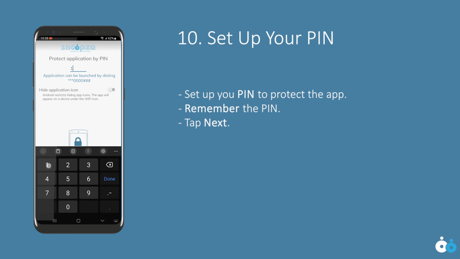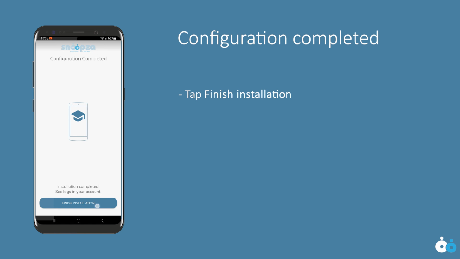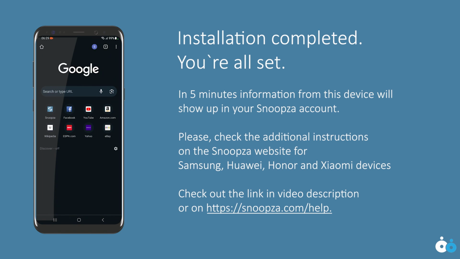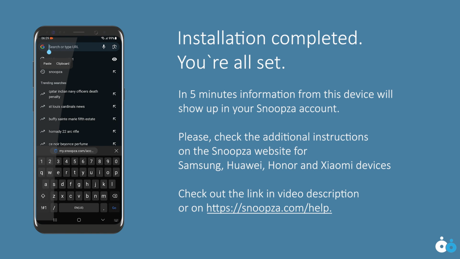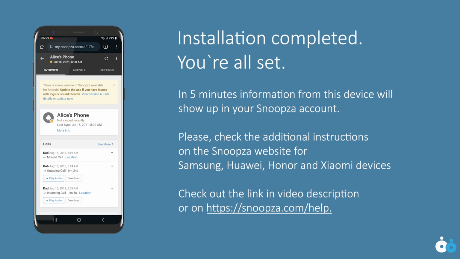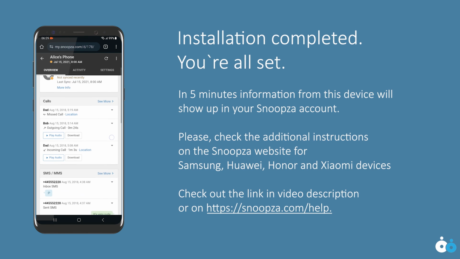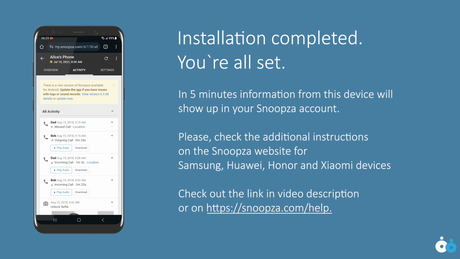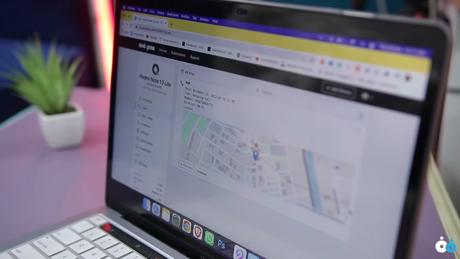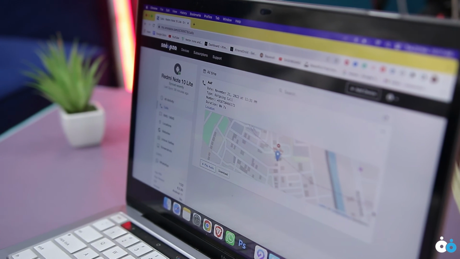Finally, set up your PIN. Set the PIN code to enter the application and memorize it. Congratulations, installation completed. To enter the Snoopza dashboard, open your internet browser, go to the Snoopza website, and log in. In 5 to 6 minutes, information from the device will show up in your Snoopza account. Your web account will now be accessible from any laptop, tablet, or computer connected to the internet.